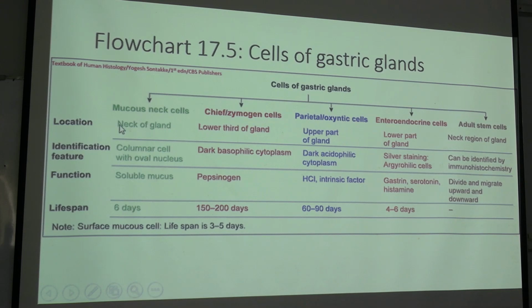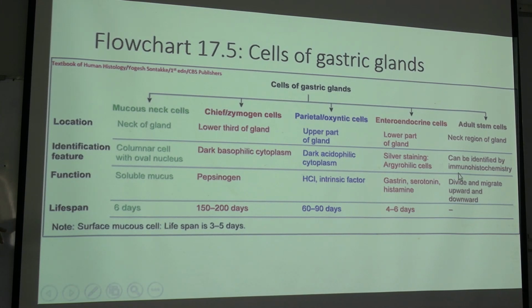So these cells have different likelihoods of staying there. For example, the neck region cells turn over in 6 days, whereas the chief cells producing pepsinogen have a lower turnover and can stay up to half a year, nearly 6 months. The acid secreting cells wear out in 3 months maximum. The endocrine cells have to be replaced too. How will these cells be replaced once they are dead? They need to be replaced by divisions from the stem cells.